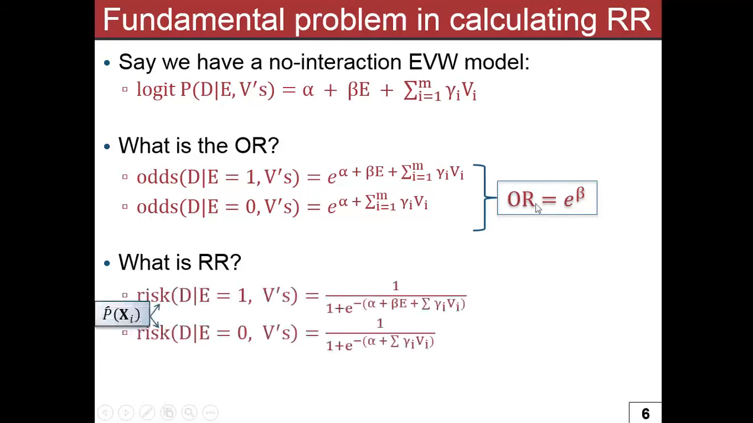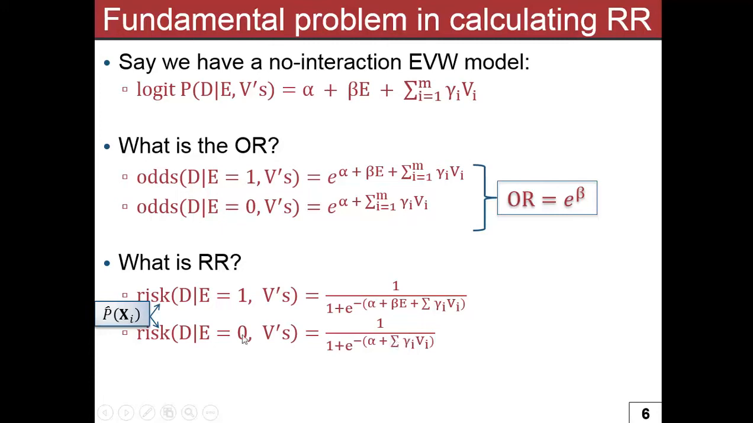Everything cancels out. Well, what's the risk ratio? The logistic model has a logit form, and it also has the risk form, the thing that spits out the probability of the outcome, that's the risk. And that's 1 over 1 plus e to the minus, some stuff. When you're exposed and you have some V's, this is what that looks like: 1 over 1 plus e to the minus alpha plus beta times exposure plus the sum of the V's. And when you're unexposed, it's the same thing, but without the beta times exposure.